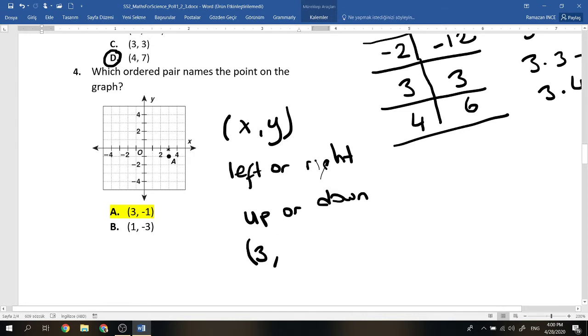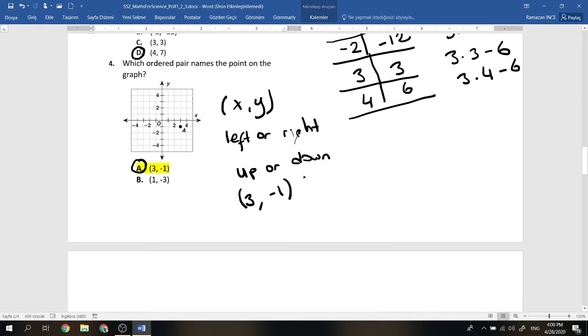Then to reach A, now we are here, we should move down. Down means negative. And how many units do we need to move? We need to move 1, but it will be minus 1. Then option A will be our answer. That is the correct answer for this question.